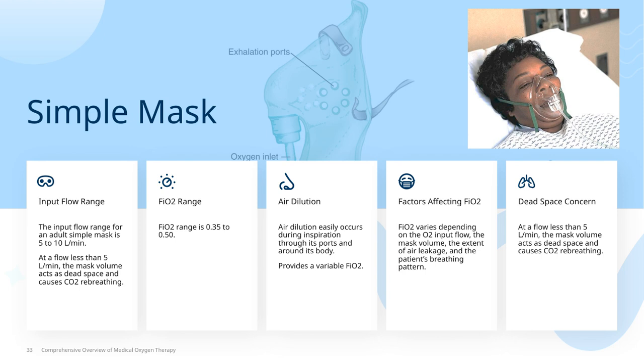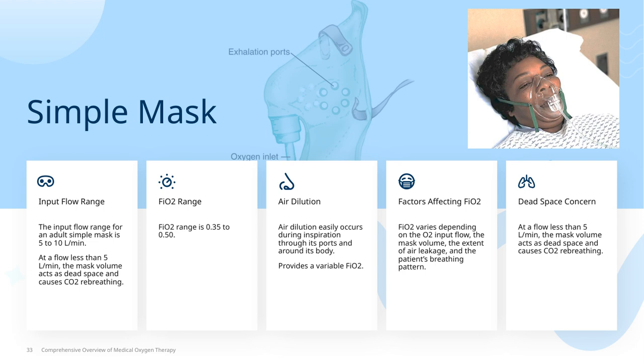Now, moving on to what affects the FiO2, or the fraction of inspired oxygen. FiO2 isn't fixed. It varies depending on several factors. These include the oxygen input flow rate, the volume of the mask, any air leaks around the mask, and even how the patient is breathing, whether they breathe shallowly or deeply. All of these elements influence how much oxygen the patient actually receives.